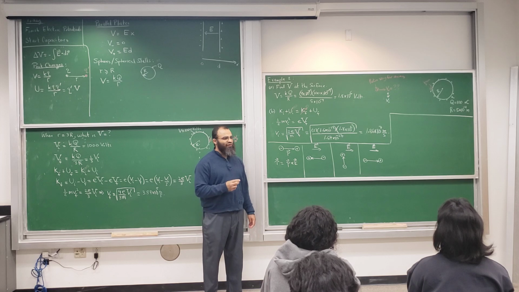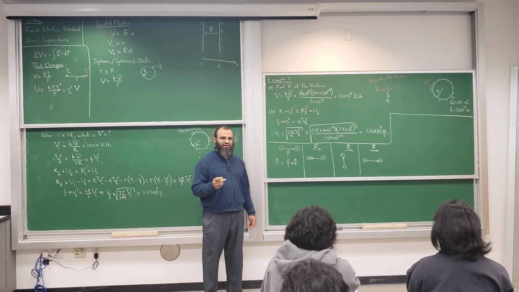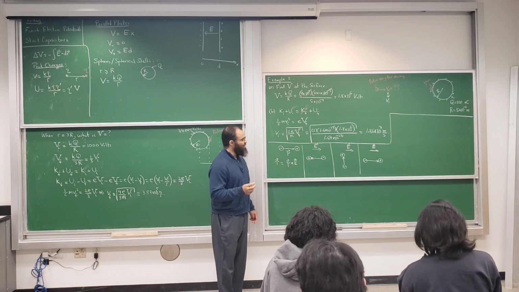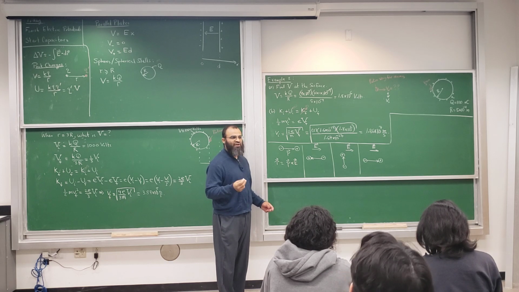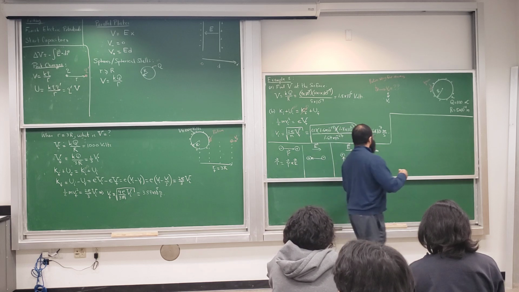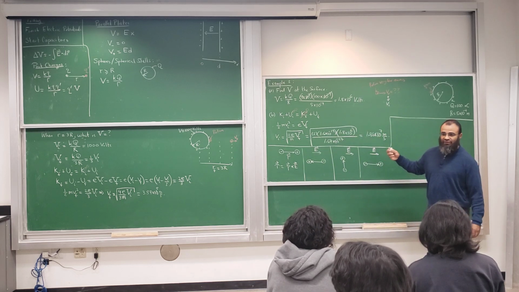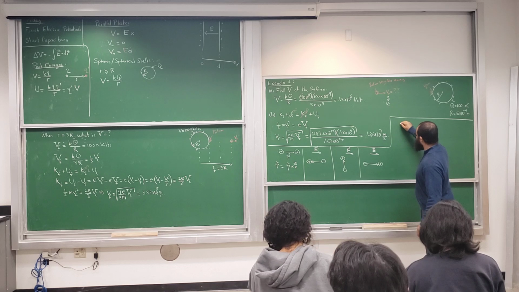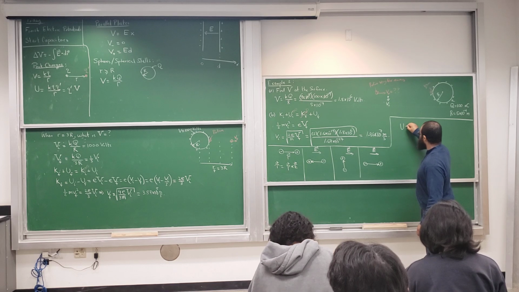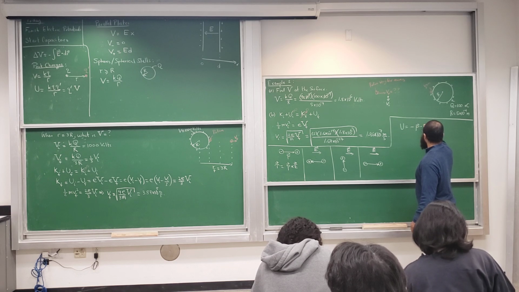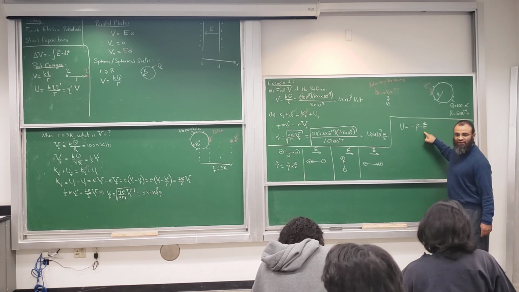I go through the derivation in the notes. I don't want to go through it in class because it will take about 20 minutes, and I don't have the time to do it. So I'm going to just state the result because we're not going to use it much at all. So here is the potential energy. It says it's minus P dot E, the dot product.